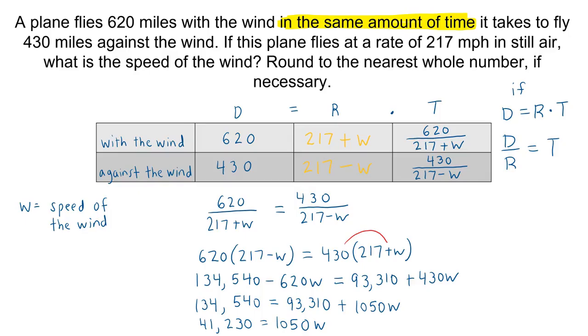Now let's divide both sides of the equation by 1,050 to solve for w. Dividing 41,230 by 1,050 gives us 39.2666666 and so on. But we're asked to round to the nearest whole number. Rounding 39.26 to the nearest whole number is 39. So the speed of the wind is 39 miles per hour.